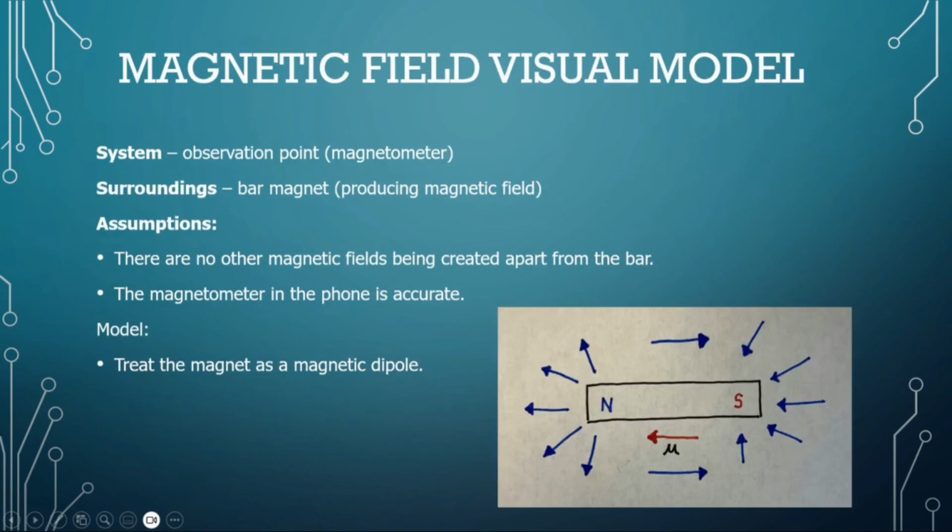A visual model of the magnetic field is depicted below, where the system is the observation point, or the magnetometer, and the surroundings are the bar magnet producing the magnetic field. The assumptions are that there are no other magnetic fields being created apart from the bar, and the magnetometer in the phone is accurate. In the model, we're treating the magnet as a magnetic dipole.